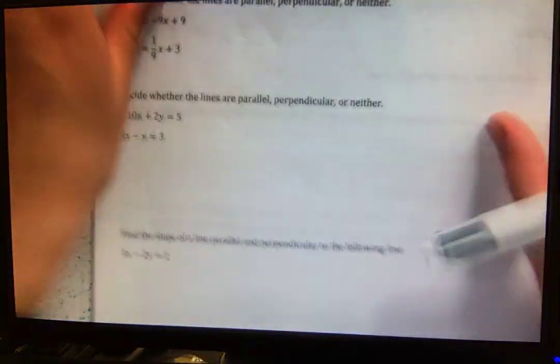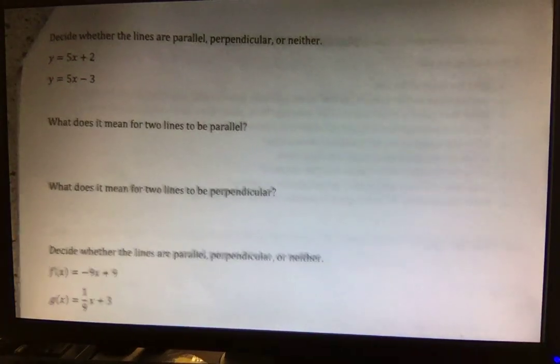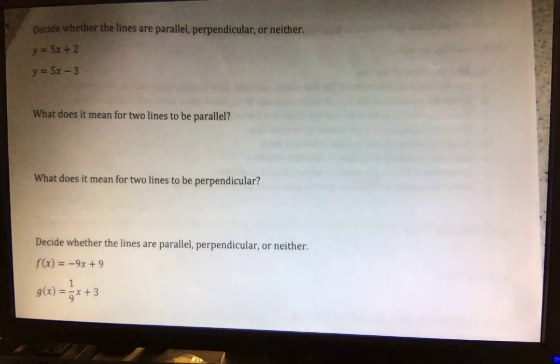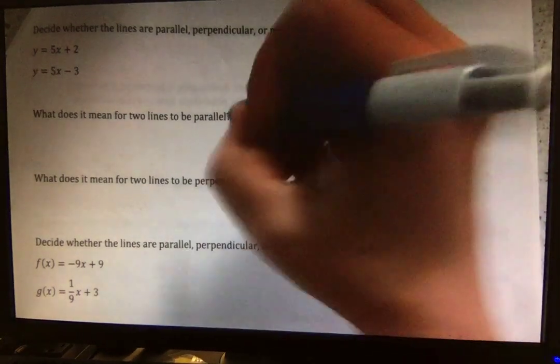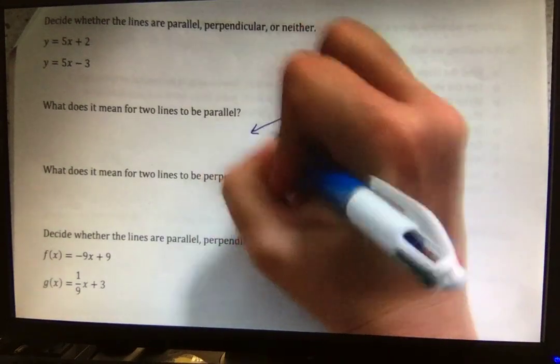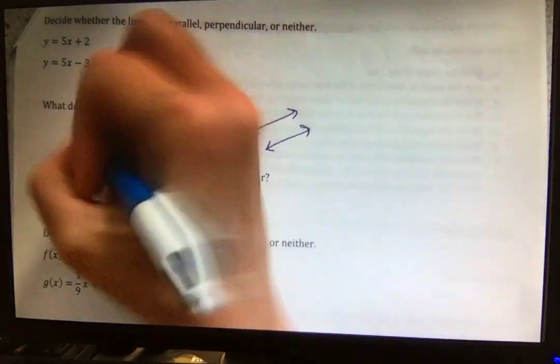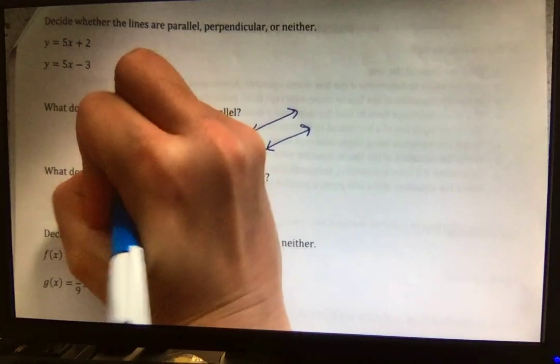So last page for this section. Last page asks us to determine whether the lines are parallel, perpendicular, or neither. Before we can answer this question, I need to see what is it asking. What does it mean for two lines to be parallel? Never intersecting. What else? Having the same slope, because they have the same steepness, the same incline, the same tilt. So same slope.